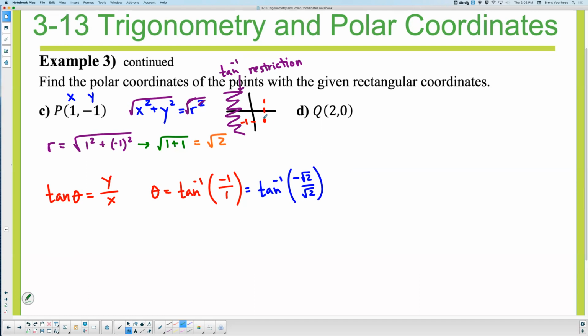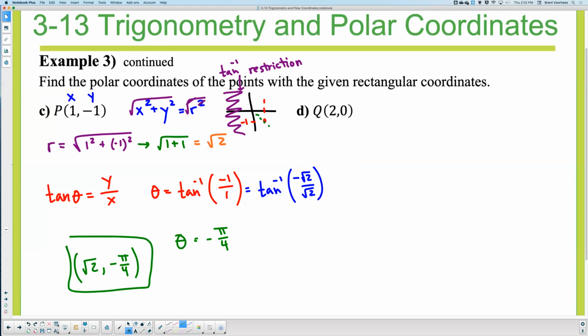Because it's in the fourth quadrant, because that's a pi over 4 finger in the fourth quadrant, we would call this a negative pi over 4. So our final value would be the square root of 2, that's the r, comma, negative pi over 4. That is a correct answer.